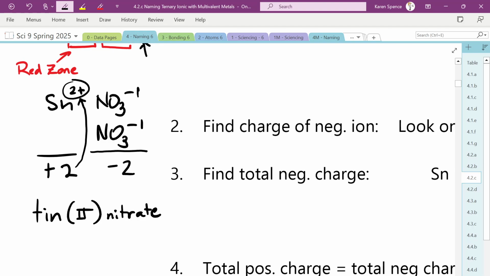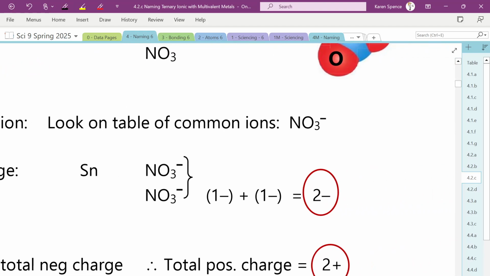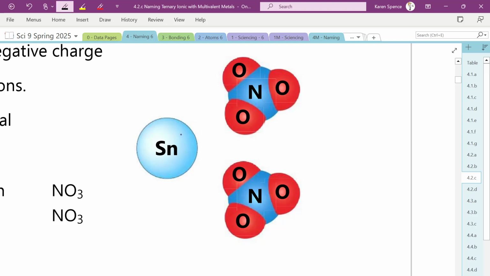And if you're wondering what a formula unit of that would look like, what is this 1 tin and 2 nitrates? Let's go look at the right-hand side of the page. Here is a tin, and this tin has a 2 plus charge, and each of these nitrates is -1. And you'll notice each nitrate has 3 O's and 1 N. So that is tin 2 nitrate.